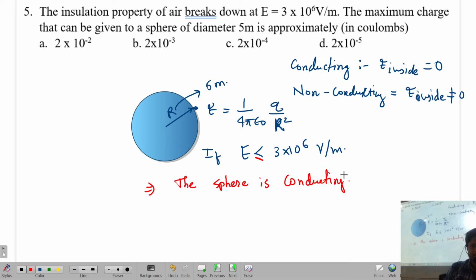So therefore, a sphere is conducting at an electric field equal to how much? 3 into 10 to the power of 6 volts per meter. Have you done only electrostatics?